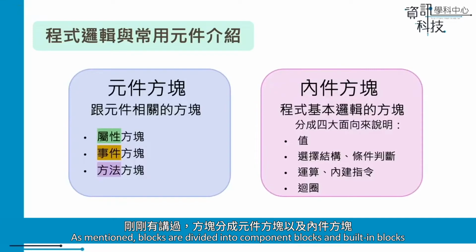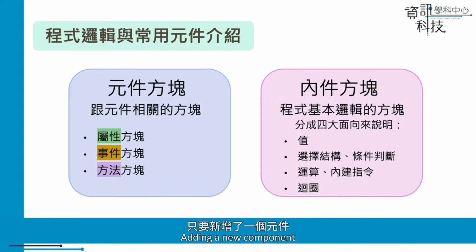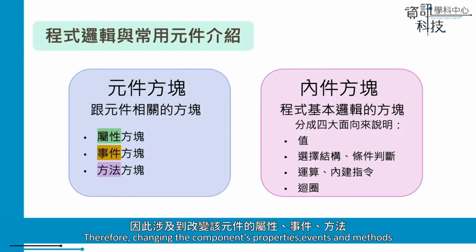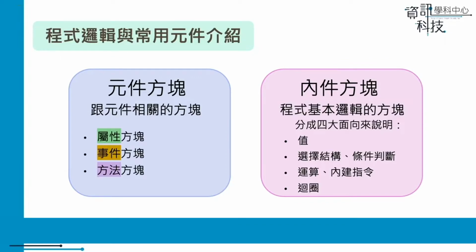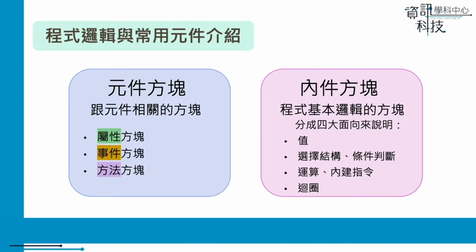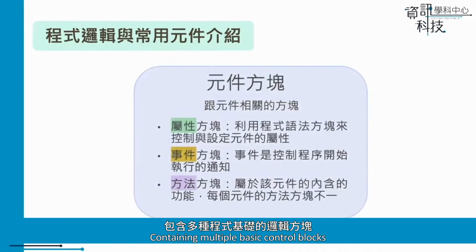As mentioned, blocks are divided into component blocks and built-in blocks. As the name suggests, the component block controls component-related messages. Adding a new component will automatically result in generating the components-related block. Therefore, changing the component's properties, events, and methods can be accomplished through the component block. The built-in blocks are basic control blocks within the system. These basic blocks are generated automatically when you start a project containing multiple basic control blocks.